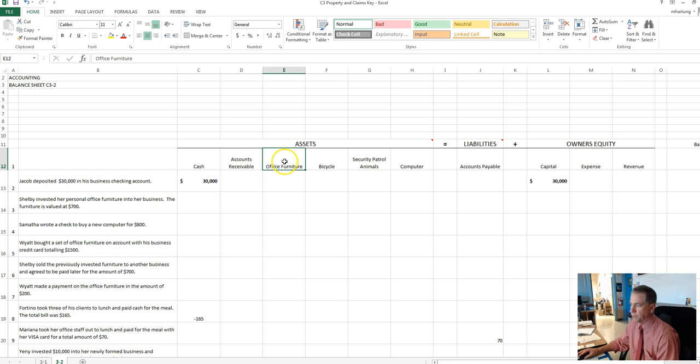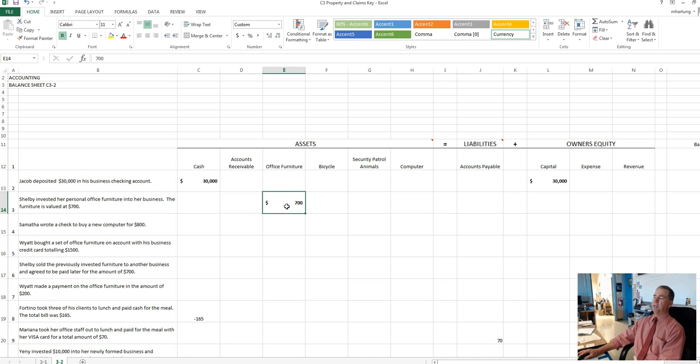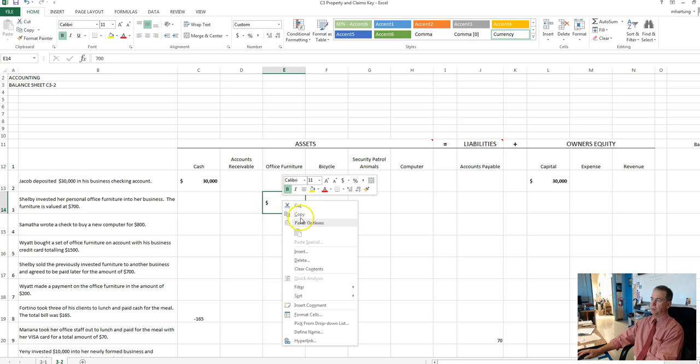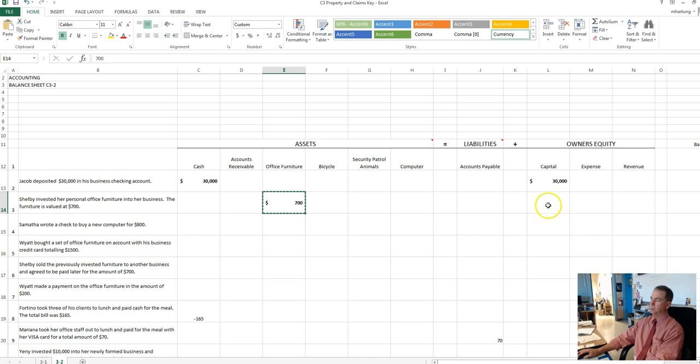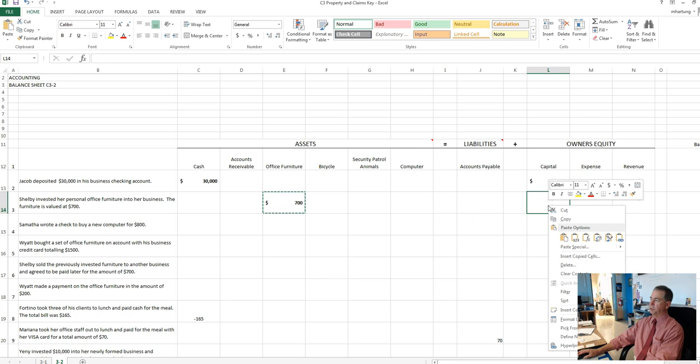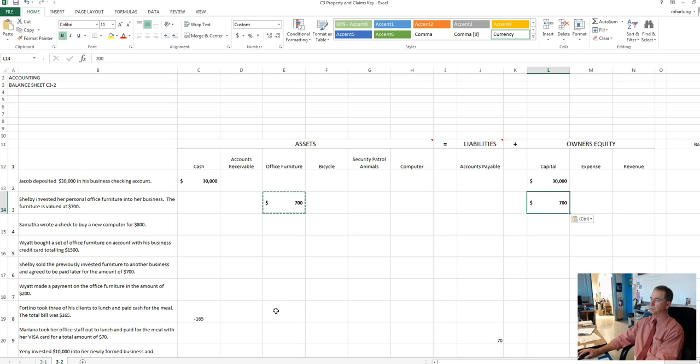So we have an account here called office furniture. It's valued at $700, and dollar sign again, bold, center. And now we can speed things up a little bit. Now that we have this formatting done and we know we're going to have to put a $700 somewhere else, we can just simply copy that with a right click and then a right click over here because this is going to come under capital and paste it here, right there. So we don't have to do all that clicking up above on the toolbar anymore.